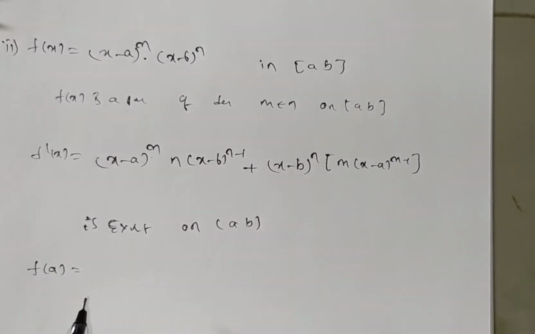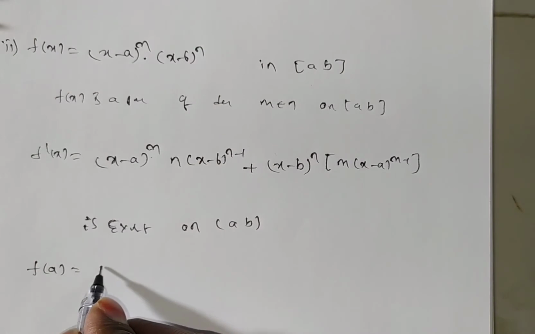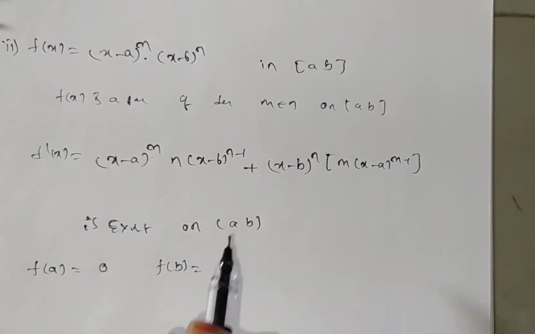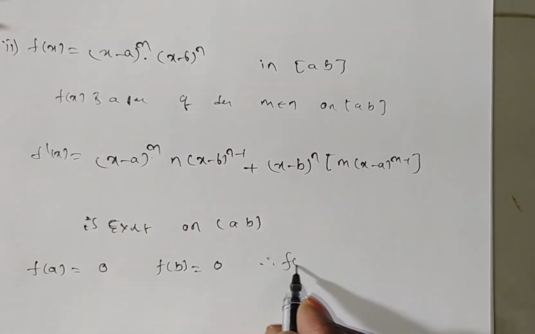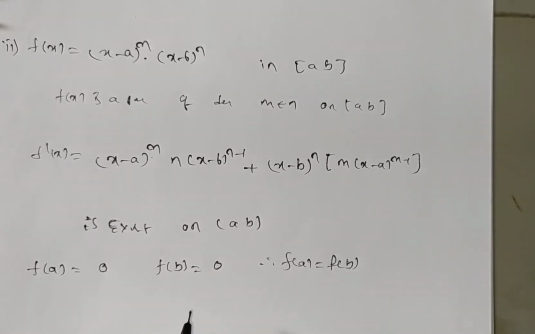Now go for f(a). Endpoints we have to check. f(a) means a minus a, how much? 0. 0 into (a minus b) power n is 0. Now f(b) means (b minus a) power m into (b minus b), which is 0. Therefore f(a) is equal to f(b). So are Rolle's theorem's three conditions satisfied or not? Yes. So go for verification.